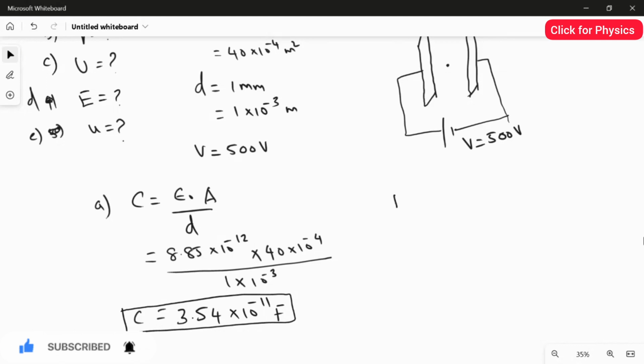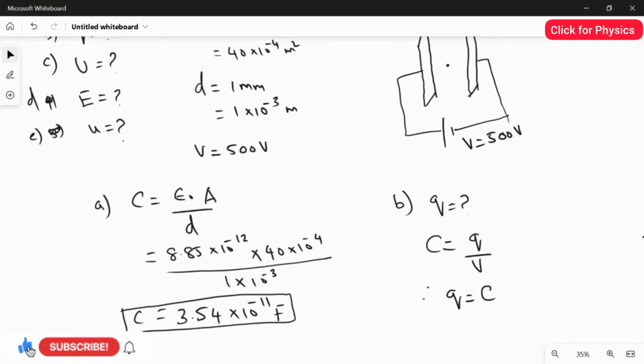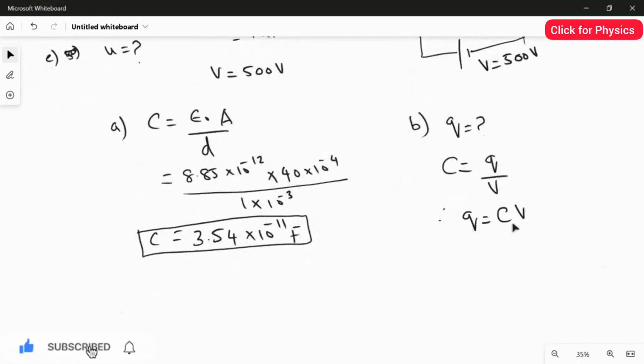In the second question, we are going to find the charge stored in each plate. So for this, I am going to use the capacitance equation. What is the capacitance of the capacitor? C is equal to charge over potential. Therefore, charge is equal to the capacitance multiplied by the potential difference. So now, for this capacitance, I am going to use the answer from the first part.